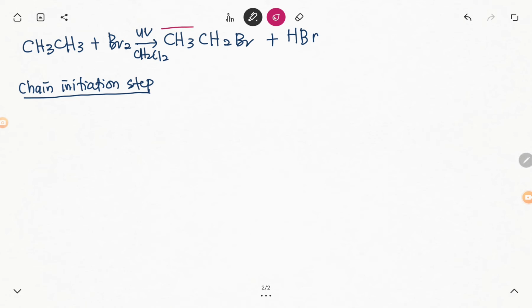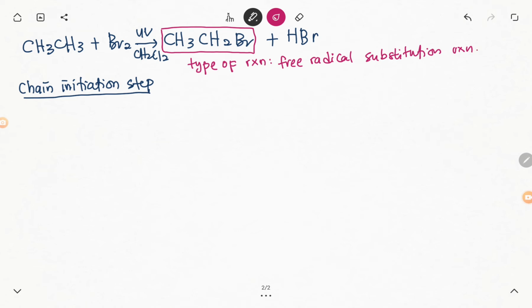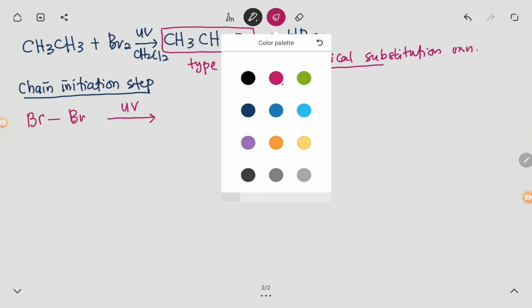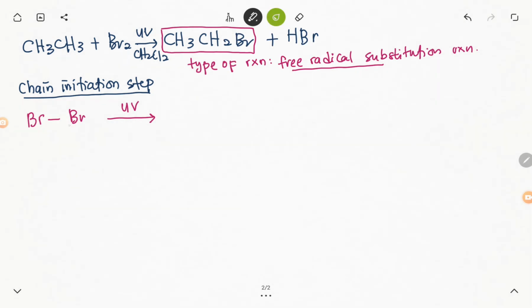The target of the mechanism is that you must prove how the product forms according to the type of reaction, which is free radical substitution. So prove how the free radical substitution occurs according to the mechanism steps. The chain initiation step involves the reagent bromine in the presence of sunlight. So what happened? The sunlight can supply the energy for the homolytic cleavage.